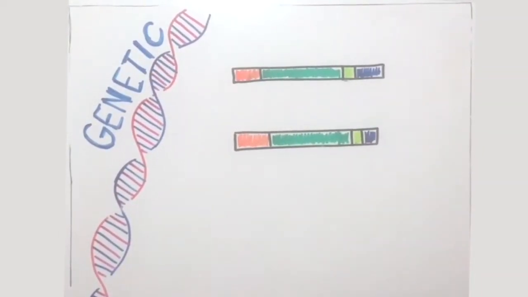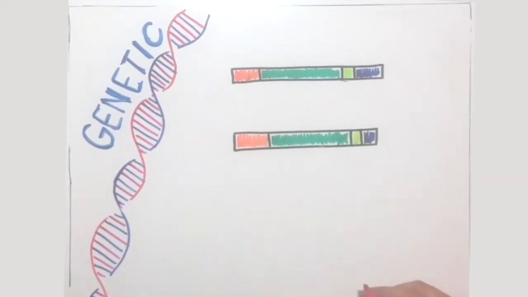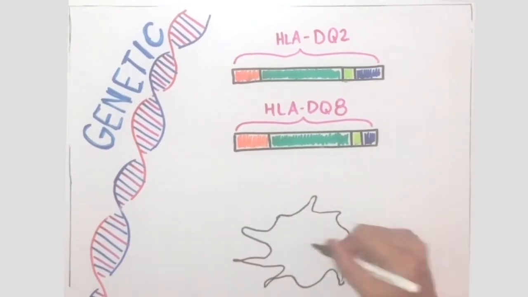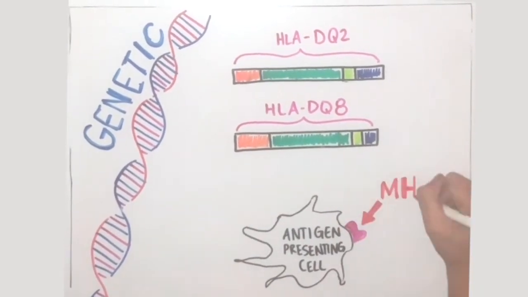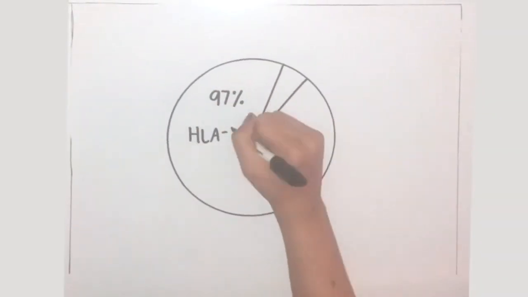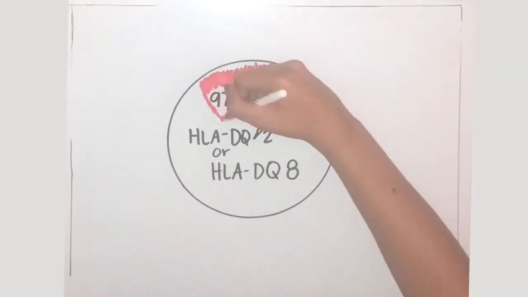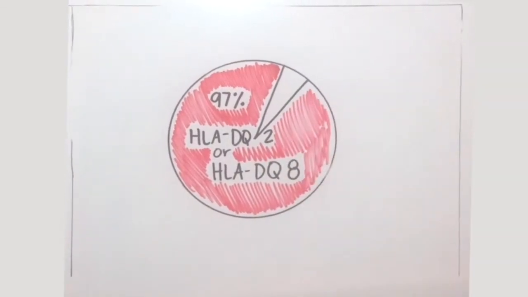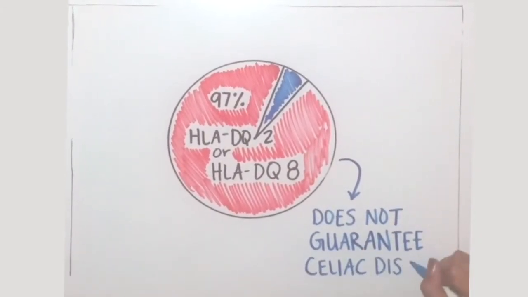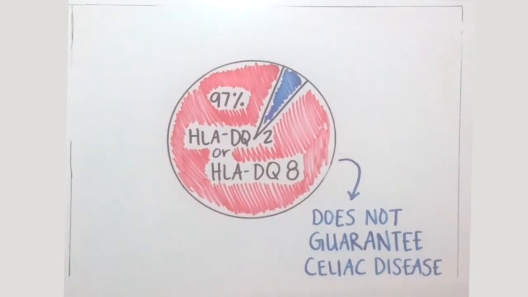The main genes that are used to diagnose celiac disease are the ones that code for HLA-DQ2 and HLA-DQ8, which are two specific types of MHC class II proteins on antigen-presenting cells. If you have celiac disease, there is a 97% chance you will have HLA-DQ2 or HLA-DQ8. However, just because you have these genes does not mean you will develop celiac disease. It just makes it more likely.